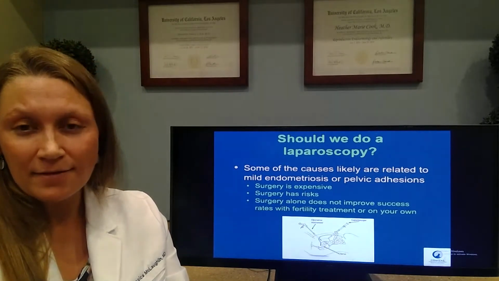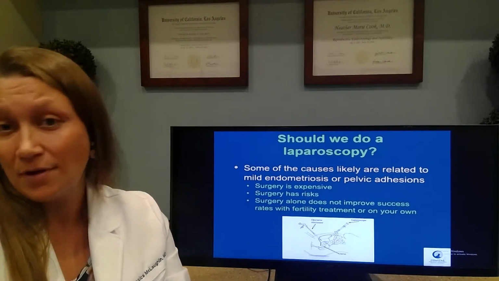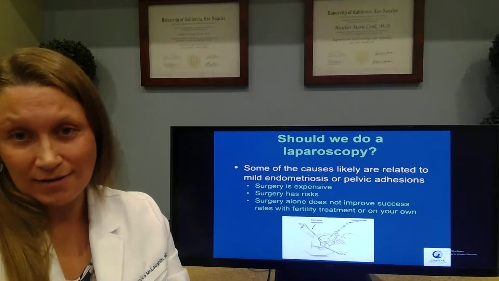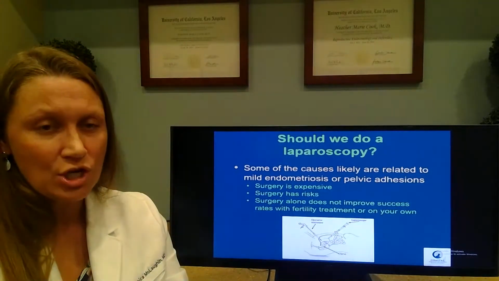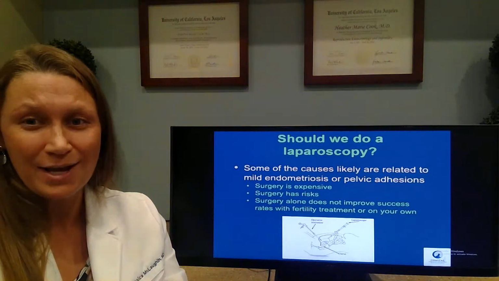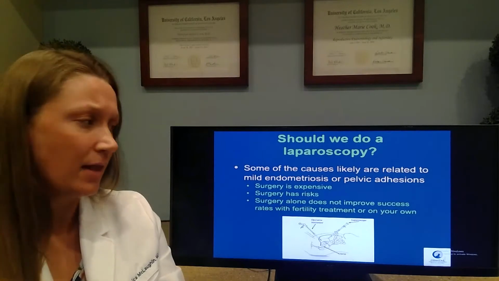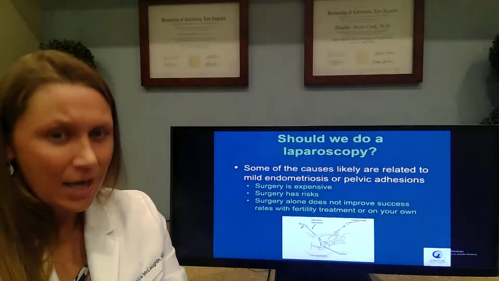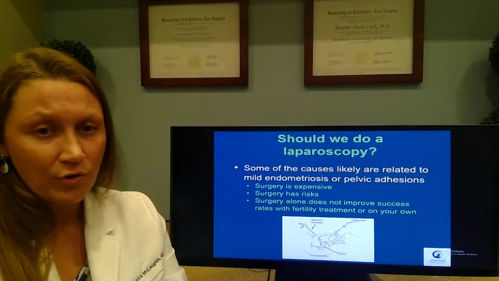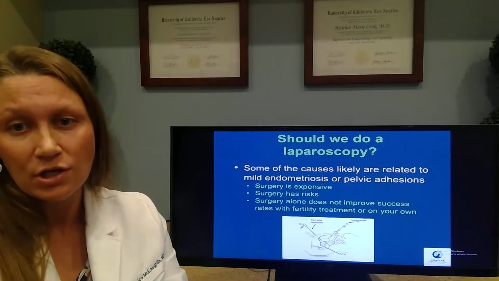But we have spent a lot of time thinking about this and studying this, and we know a couple things. Surgery is expensive, first of all, and it certainly has risk. So, doing a surgical procedure, we are always thinking about risks and benefits of putting instruments into an abdomen, risk for bleeding, infection, damage to other things in the belly. And importantly, what we know is really surgery alone is not going to improve success rates either on your own or with doing fertility treatments.